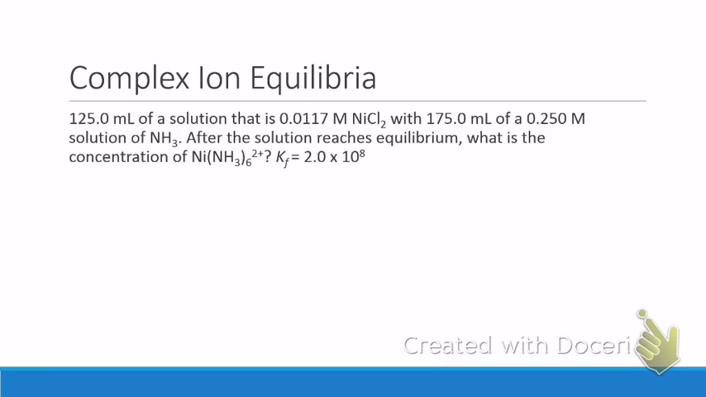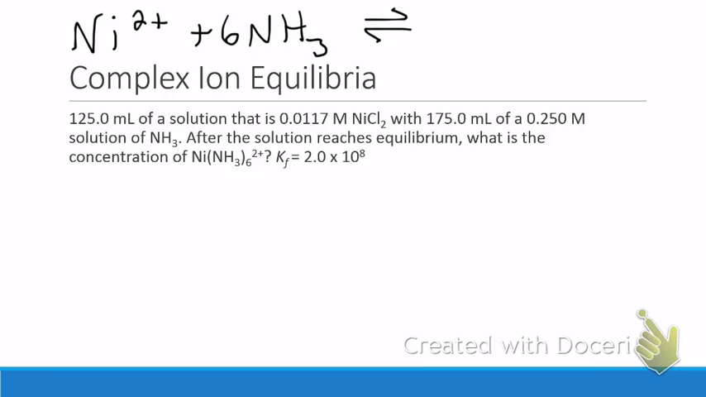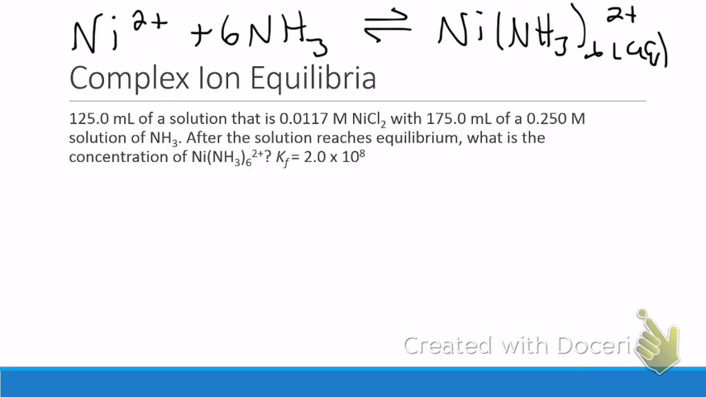So what we want to find out is what the concentration of our nickel complex ion will be after this solution reaches equilibrium. So first, of course, we'll start by writing out our reaction, just like with any equilibrium system. So we're going to have nickel 2 plus 6 ammonia in equilibrium with nickel bound to 6 ammonia. And all species here again are aqueous, so nothing can be left out of our equilibrium expression.